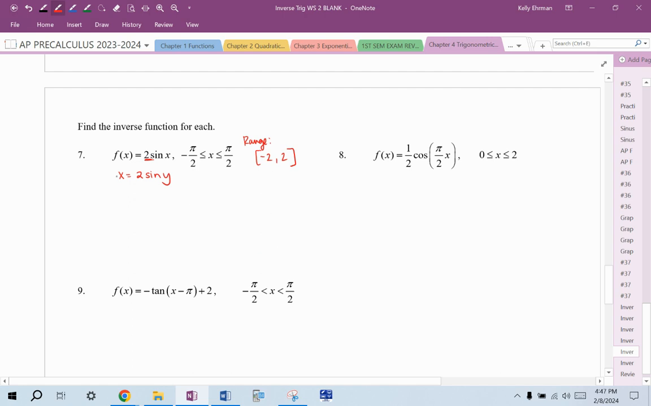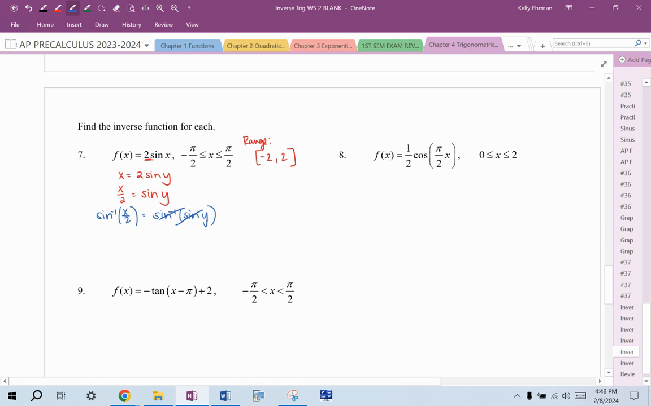Okay, so back to this. Switch x and y. You want to solve for y, so isolate sine y, so divide by 2. And then how do I get rid of a sine function? I inverse sine both sides. So the inverse sine of x over 2 equals the inverse sine of the sine of y.